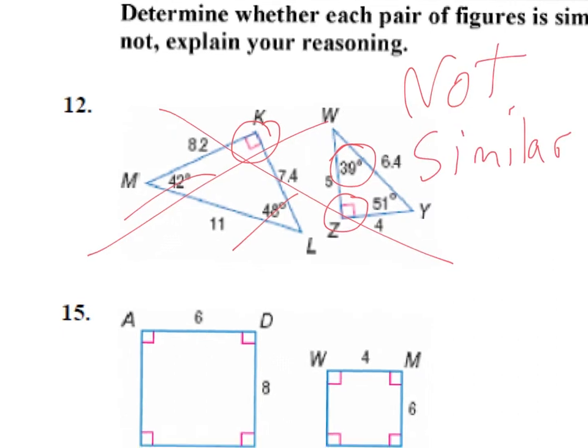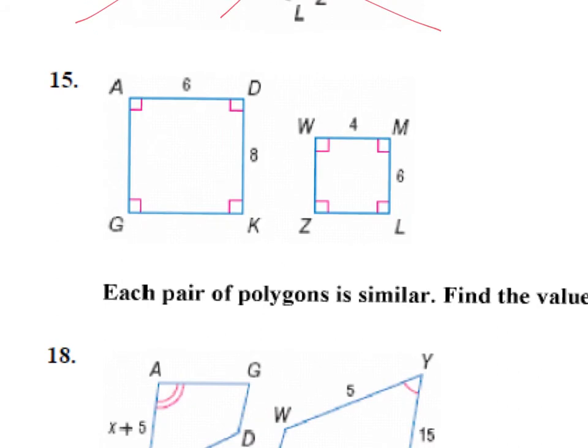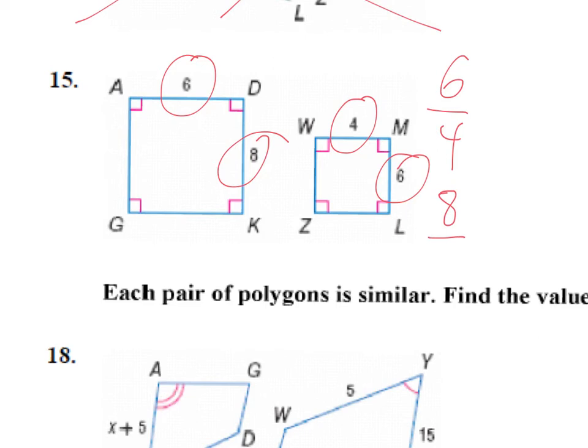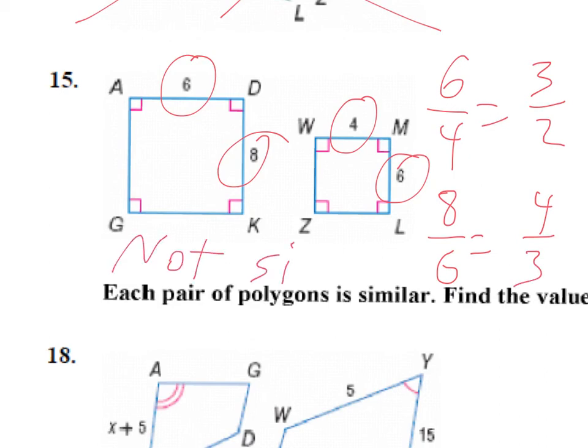Now look at 15. The angles are similar, so now we have to prove that the shapes are similar by looking at the ratios. 6 over 4 should be the same as 8 over 6. Well, that simplifies to 3 over 2. That simplifies to 4 over 3. Those aren't equal. This is not similar because the sides are not proportional.